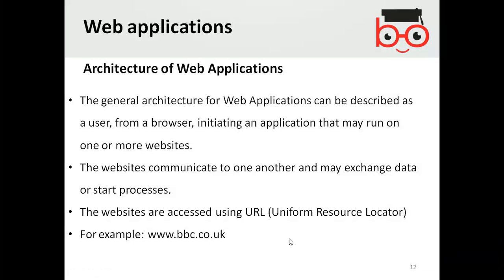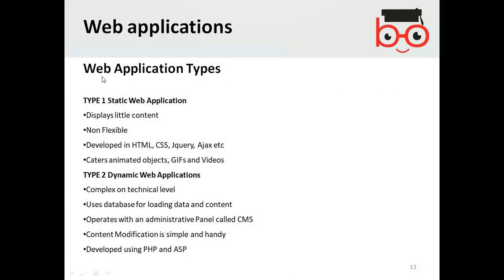Okay, we go ahead further. Now web application types. That can be a static web application, which displays little text, is not flexible, is developed in HTML, CSS, jQuery, and caters animated objects, GIFs, and videos. Dynamic web application is complex on a technical level, uses a database for loading data and content, and operates with an administrative panel called a CMS, content management system. Content modification is simple and handy, developed using PHP, ASP, or whatever. So it can be a static web application, or a dynamic web application.